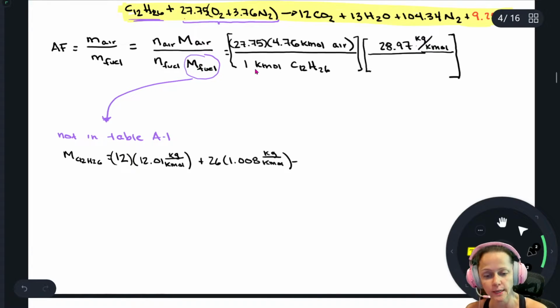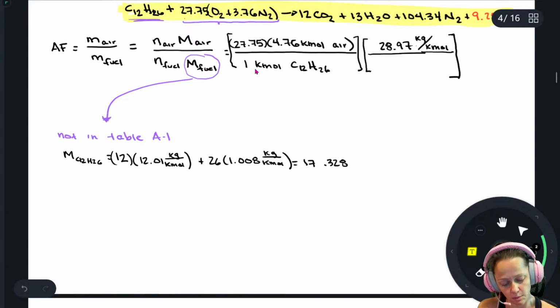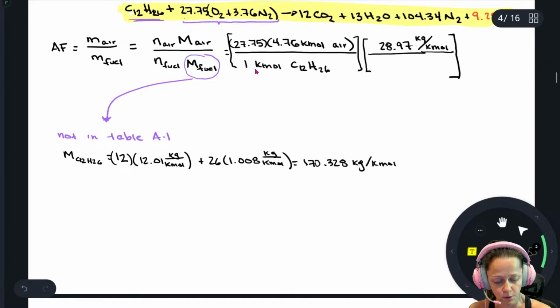And so I end up getting 170.328 kilograms per kilomole. Perfect.